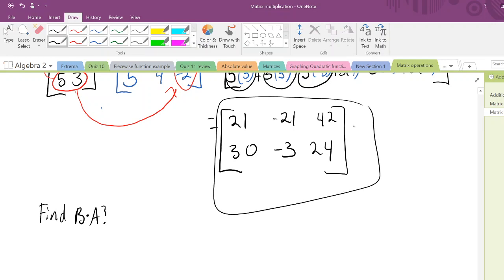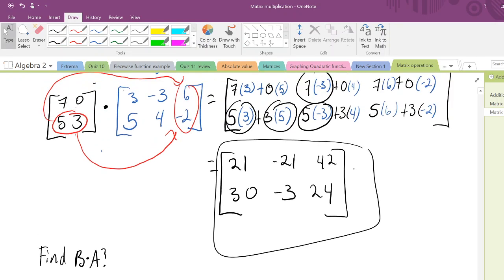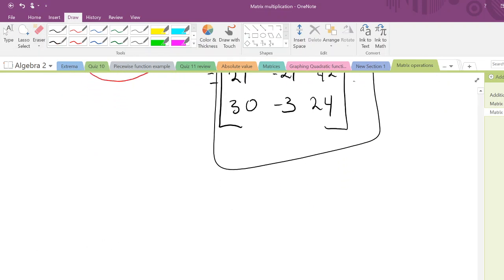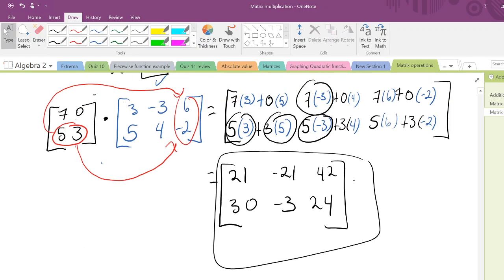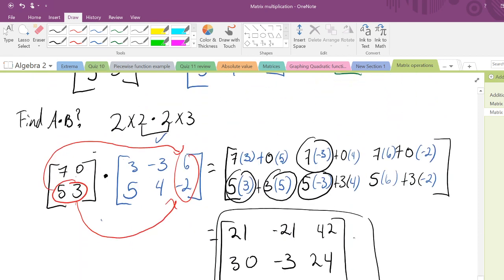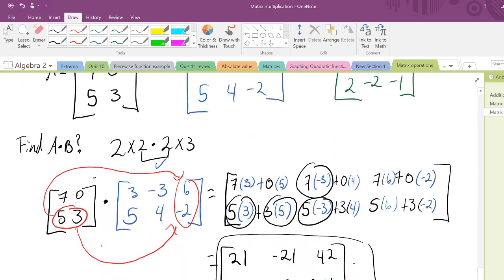I know it can be a lot of work, but it can be pretty simple once you know what you're doing. Like everything in math, the more you practice it, the easier it gets. So now let's find B times A. We said the dimension of B was a 2 by 3, right? So 2 by 3.